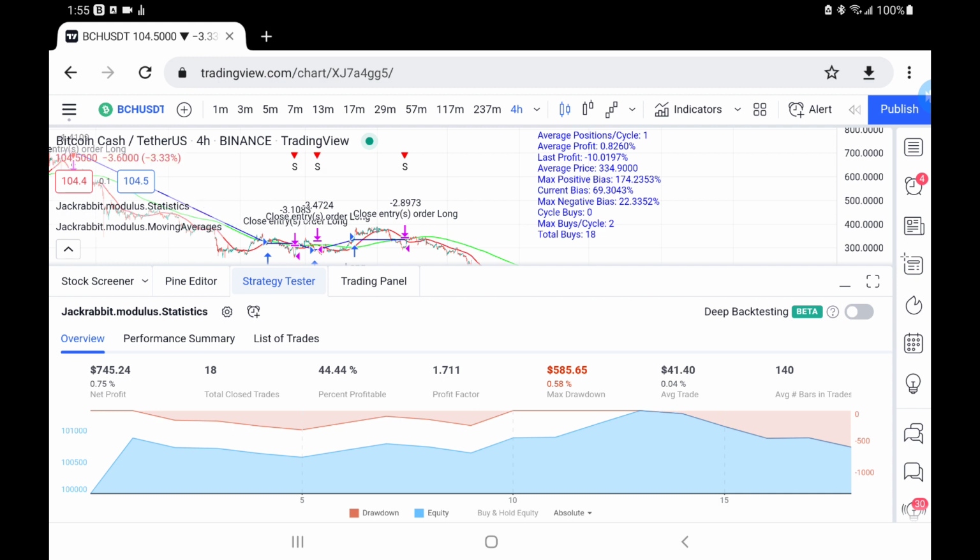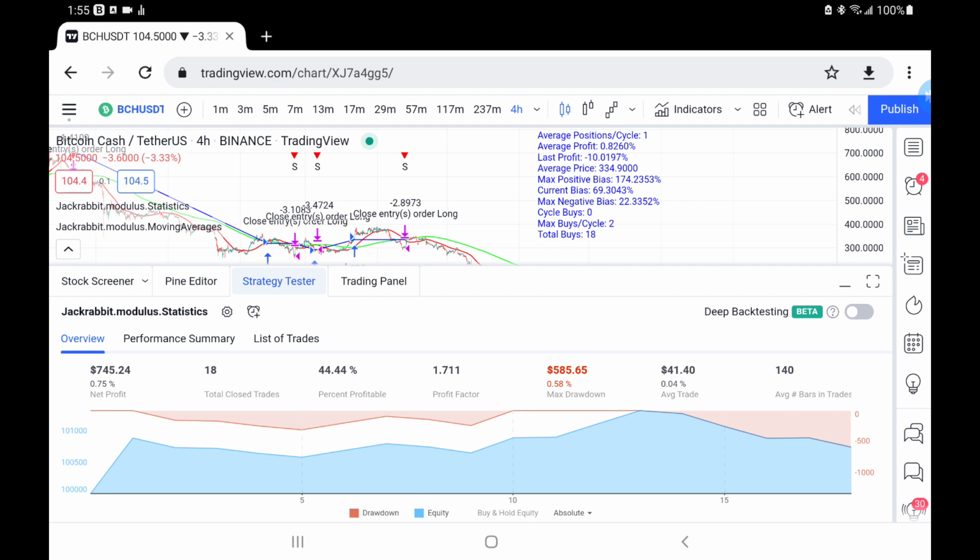Okay, here is another asset. It's still very profitable even in the short-term bear market. Short-term, of course, being relative to the total amount of time this asset has been trading.